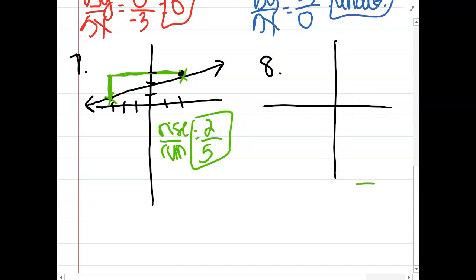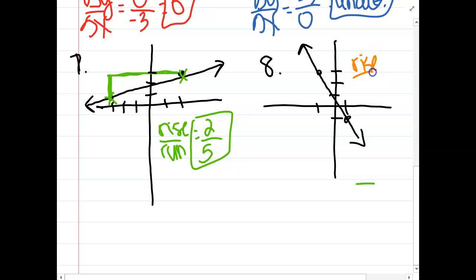Okay, what if we do, let's do a point at -1, 3, and then 1, -1. -1, 3, and 1, -1.